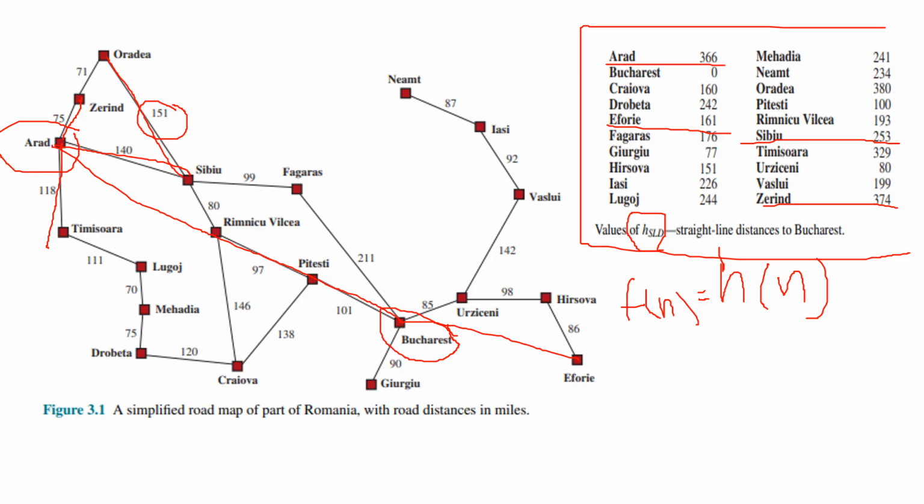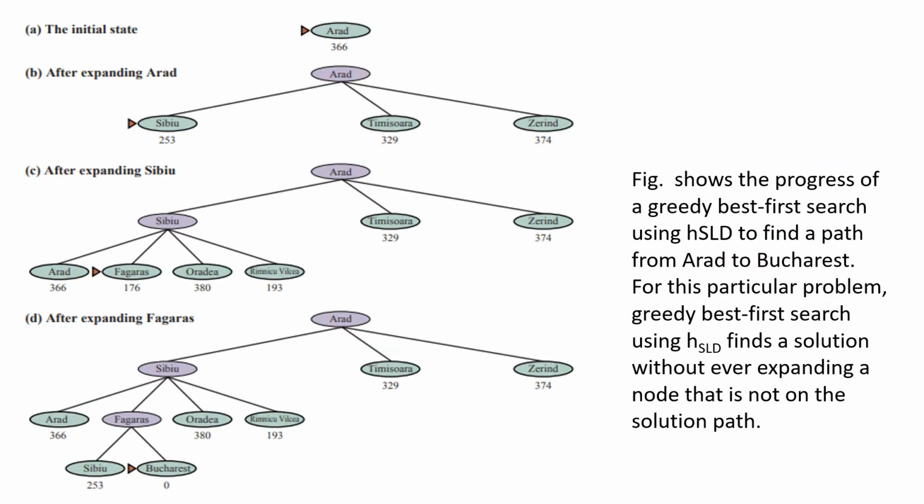Then the next neighbor is Timisoara. From Timisoara to Bucharest, it is 329. So we are considering these three h of n values. Which one is the lowest? Greedy best first search selects the lowest h of n, that means it will select Sibiu. Next it will select Sibiu. We can see in the next slide.